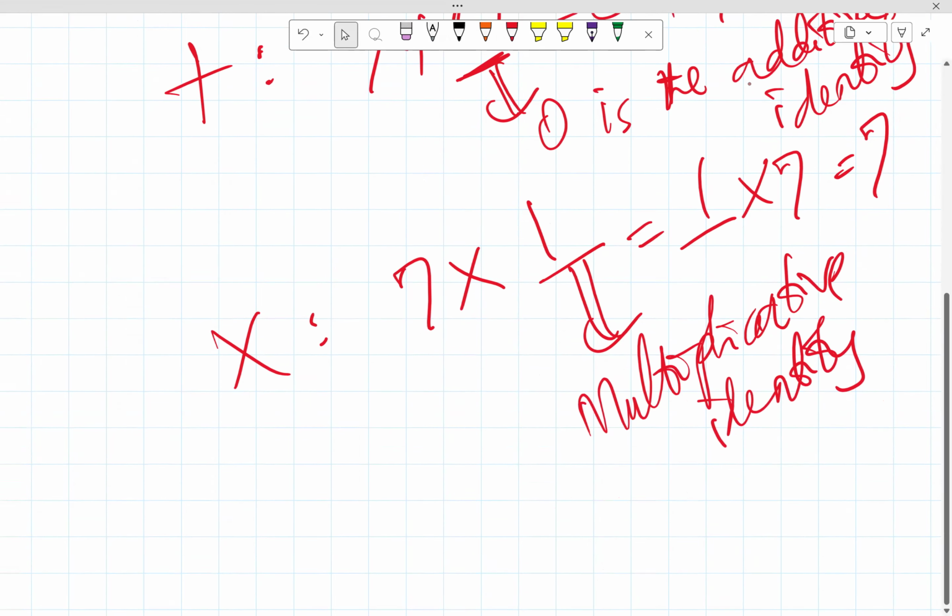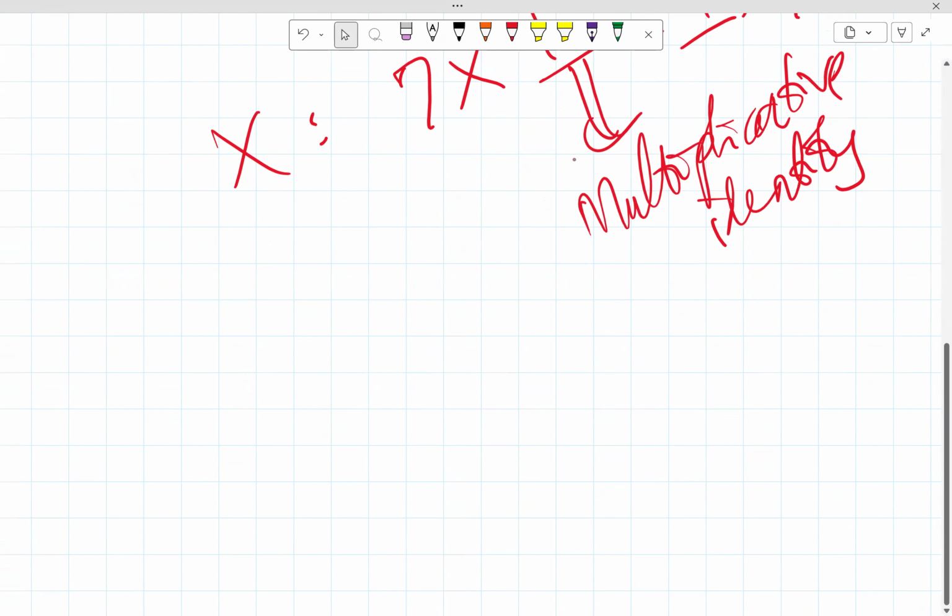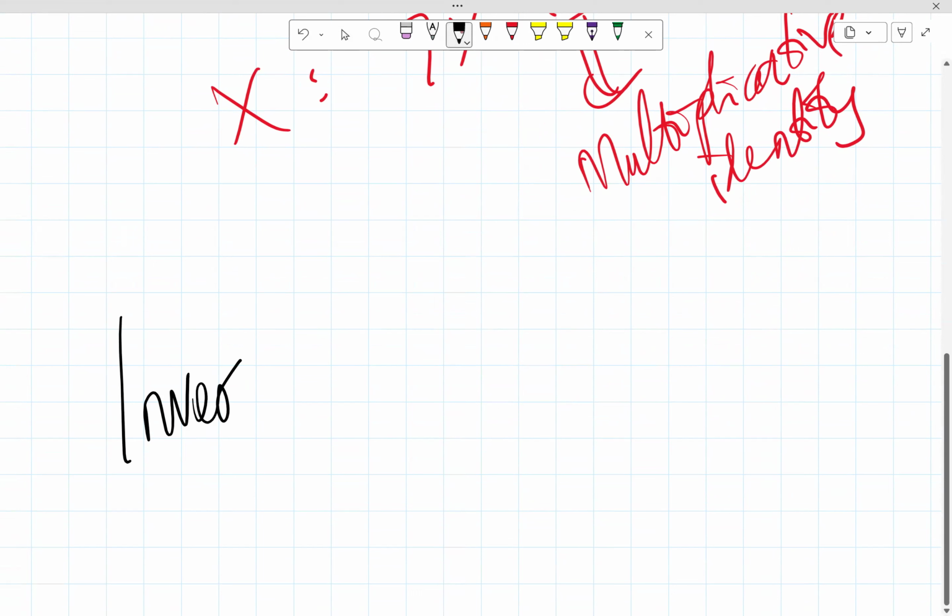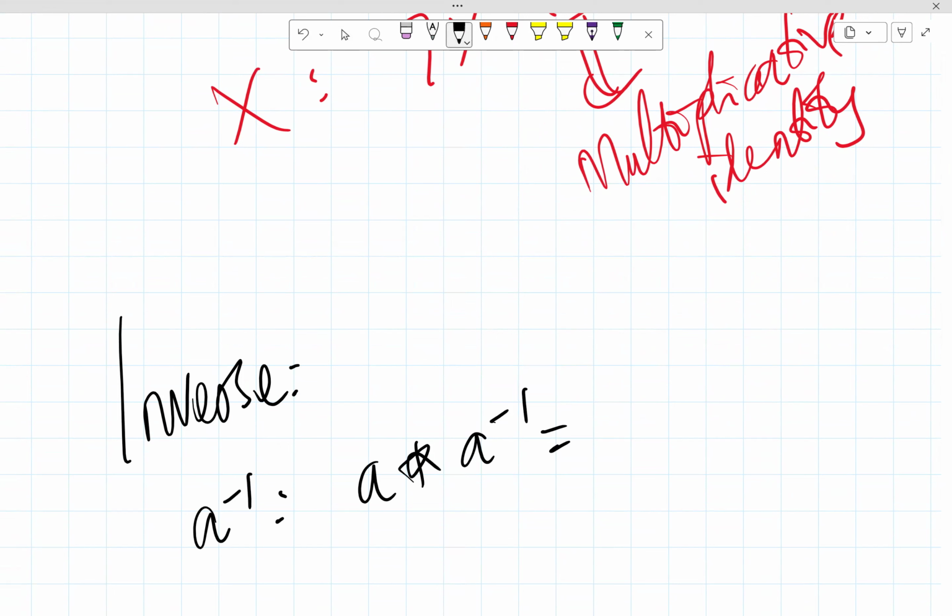So that's that. And then we talked about the idea of inverse, right? Talking about inverse, we're saying that there's a particular A inverse such that A operation A inverse is equal to A inverse operation A, and that is always equal to the identity element.